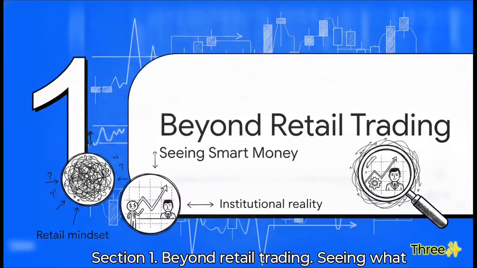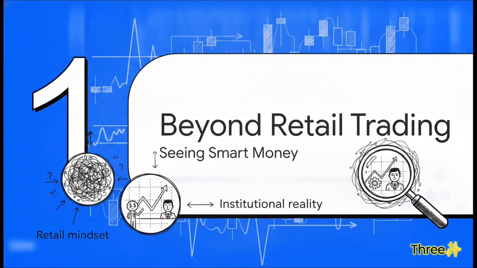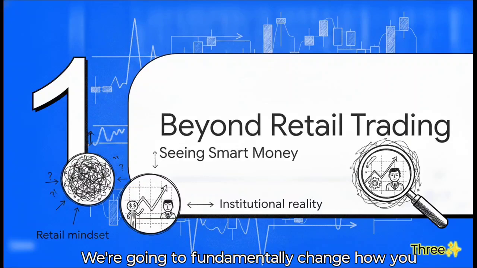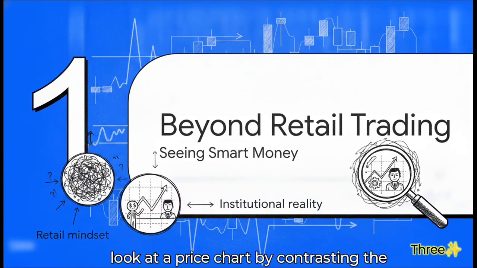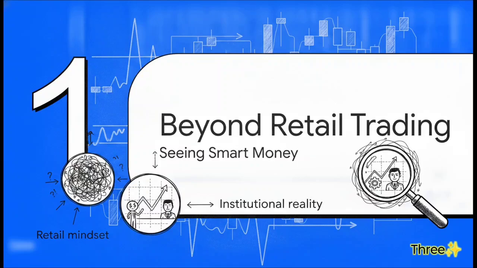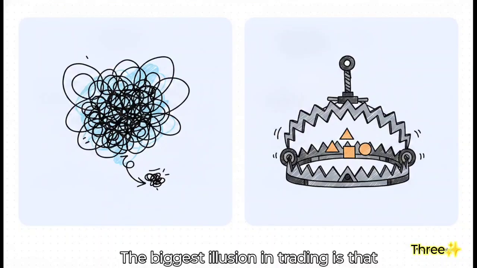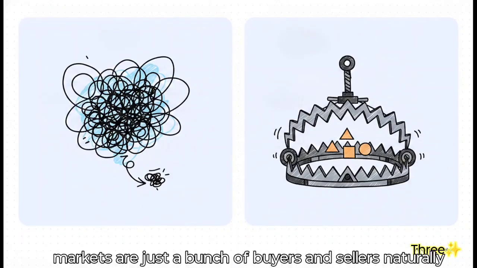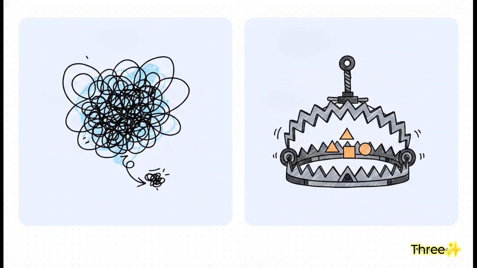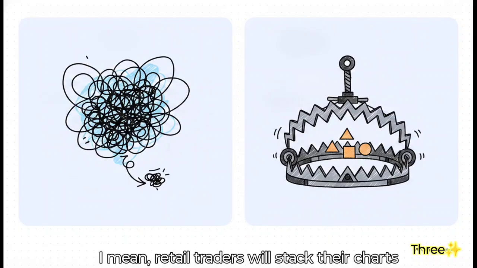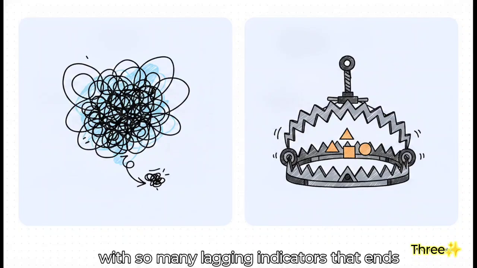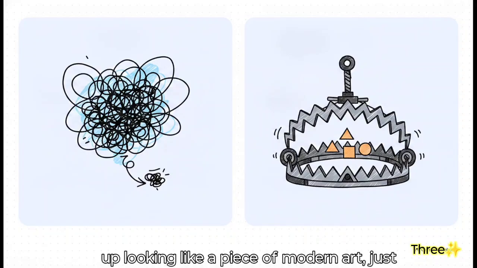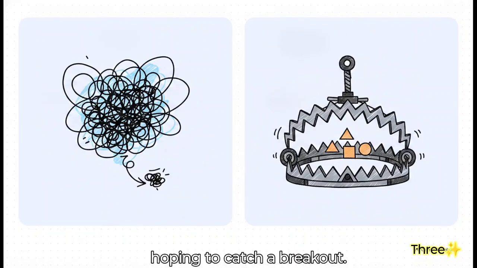Section 1. Beyond Retail Trading, Seeing What Smart Money Sees. We're going to fundamentally change how you look at a price chart by contrasting the everyday retail mindset with actual institutional reality. The biggest illusion in trading is that markets are just a bunch of buyers and sellers naturally reacting to news. I mean, retail traders will stack their charts with so many lagging indicators it ends up looking like a piece of modern art, just hoping to catch a breakout.